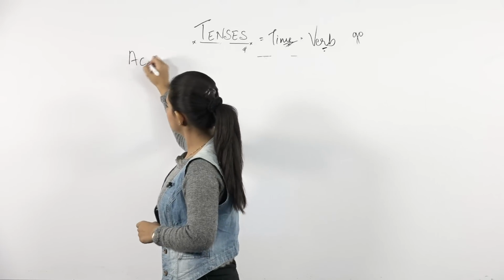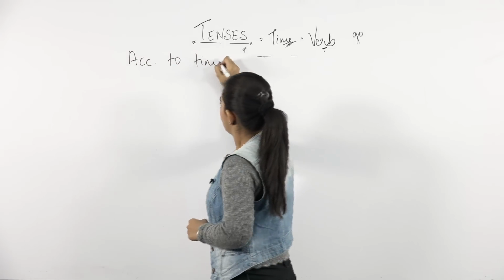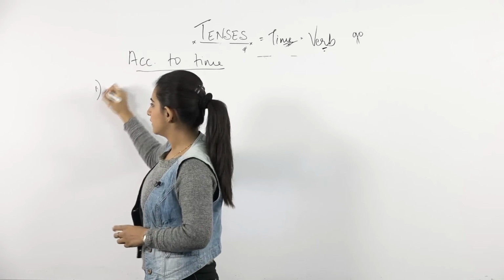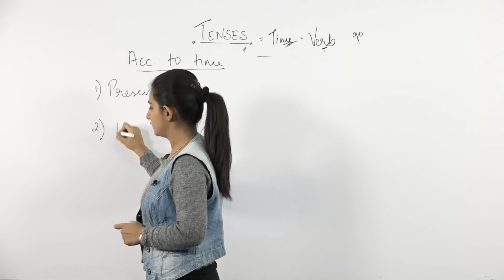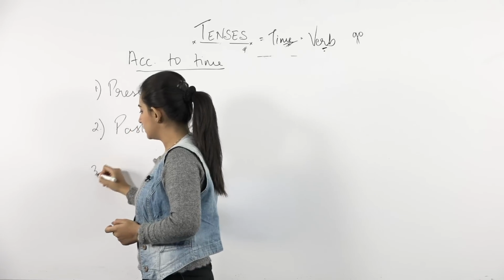So according to time, we have three types of tenses. First is present, second is past, and the third is future.